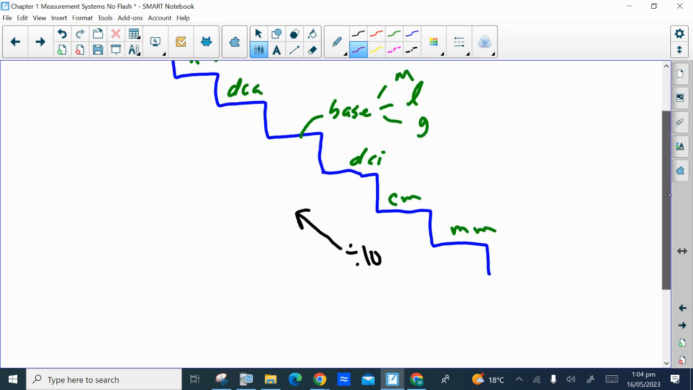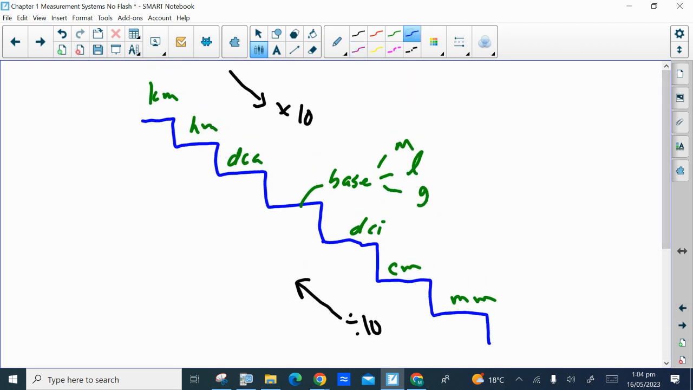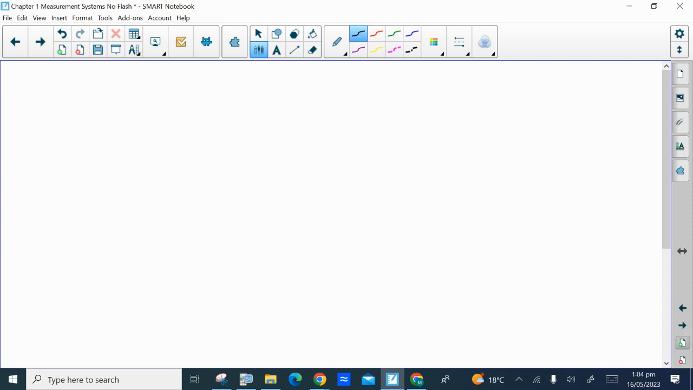The ones that are used most often are the kilometer, the meter, the centimeter, and the millimeter. So unless we're specifically told to use one of the other ones, we'll always go to one of these. These are the ones that are most commonly used.